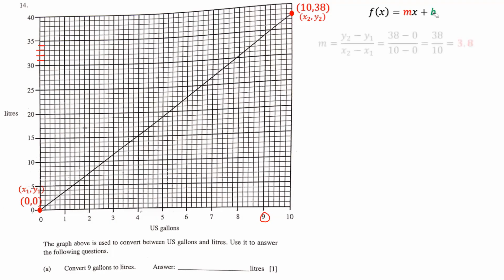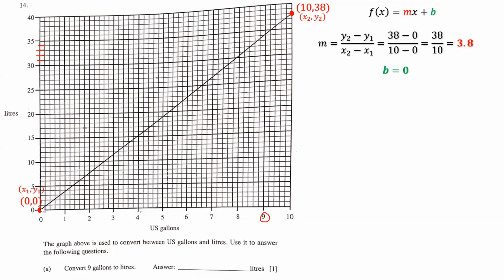So what is m? Well, m is the slope, and the formula for the slope is y2 minus y1 all over x2 minus x1. We know that y2 is 38 and y1 is 0, so 38 minus 0 is 38. And we know that 10 is x2 and 0 is x1, so 10 minus 0 is 10. If we divide that, we get 3.8. So m, the slope of this line, is 3.8. Now, what is the y-intercept? The y-intercept is the value of y when x is equal to 0.